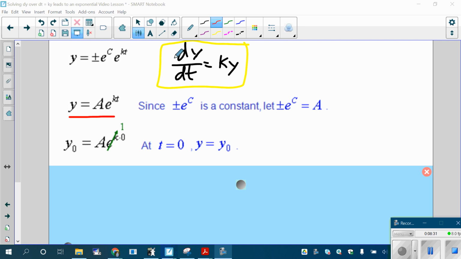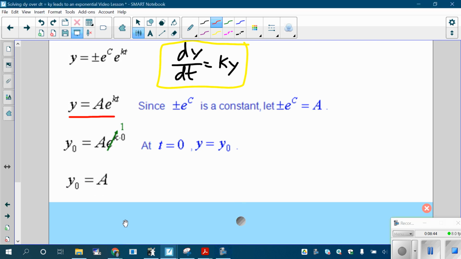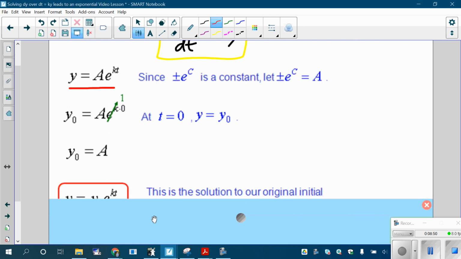So differential equations that look like this have exponential solutions. Furthermore, what is this constant a? Well, if you plug in 0 for t, you get out a. In other words, a is like the starting amount, your initial amount.